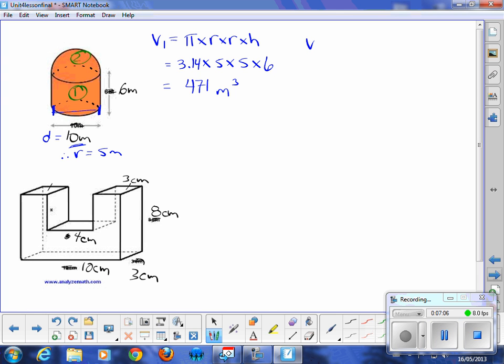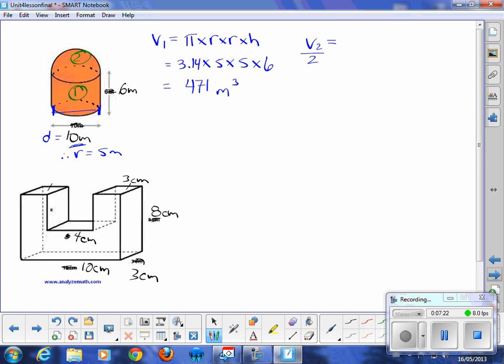Okay, volume of shape 2. We can do this a couple of ways. It depends on what makes the most sense for you. Volume of shape 2, we only want half of it. So what we could do is say we want half of our volume.